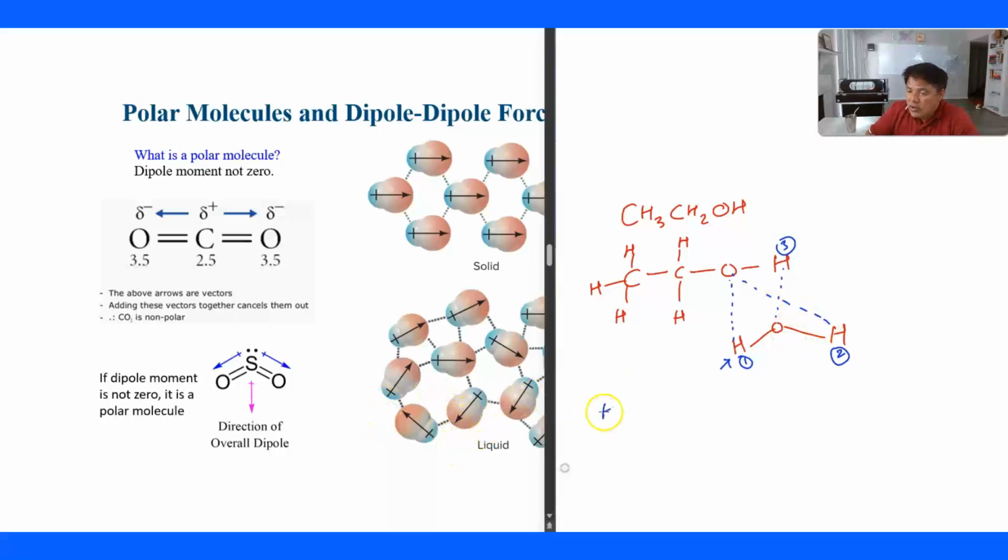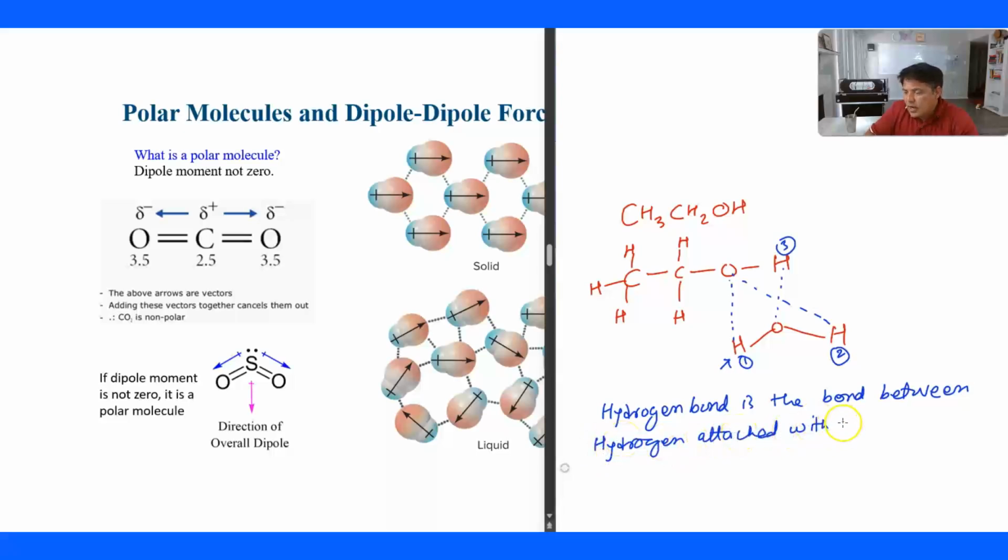So a hydrogen bond is the bond between hydrogen attached with either nitrogen, oxygen, or fluorine, and either nitrogen, oxygen, or fluorine of a different molecule, or of a different group or different location.